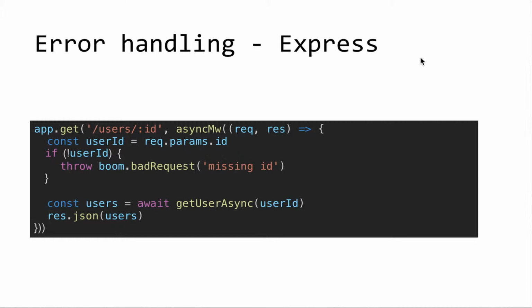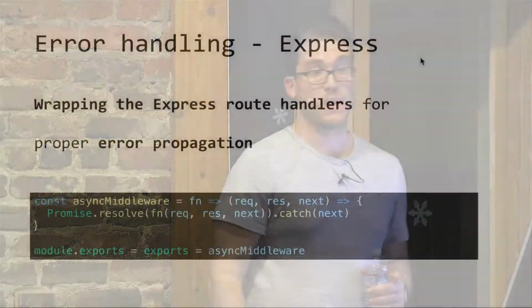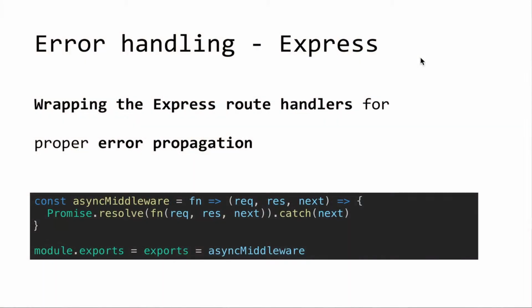So you can see that if there isn't a user ID provided, I'm simply throwing a bad request using Boom's built-in method. And you can also see that we no longer need to handle the database error, because the getUserAsync will throw by default, which will be caught by the middleware that we just wrote.